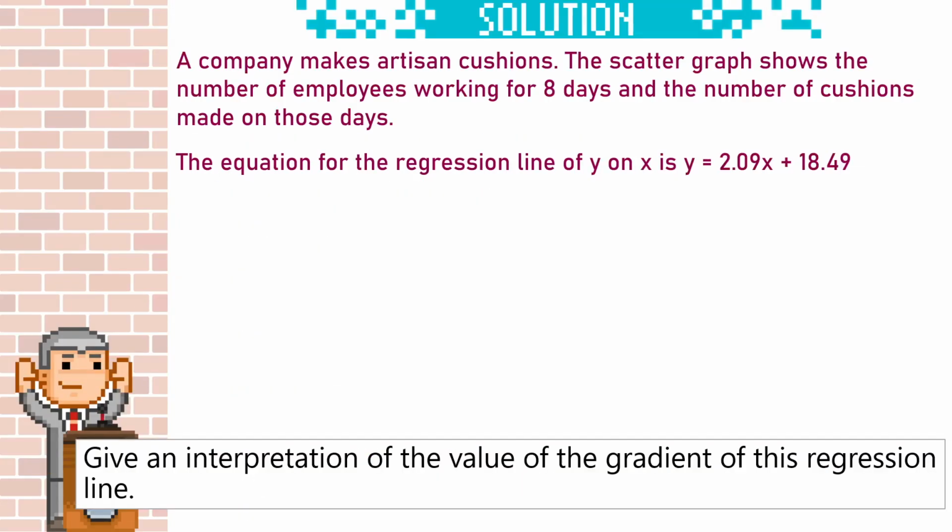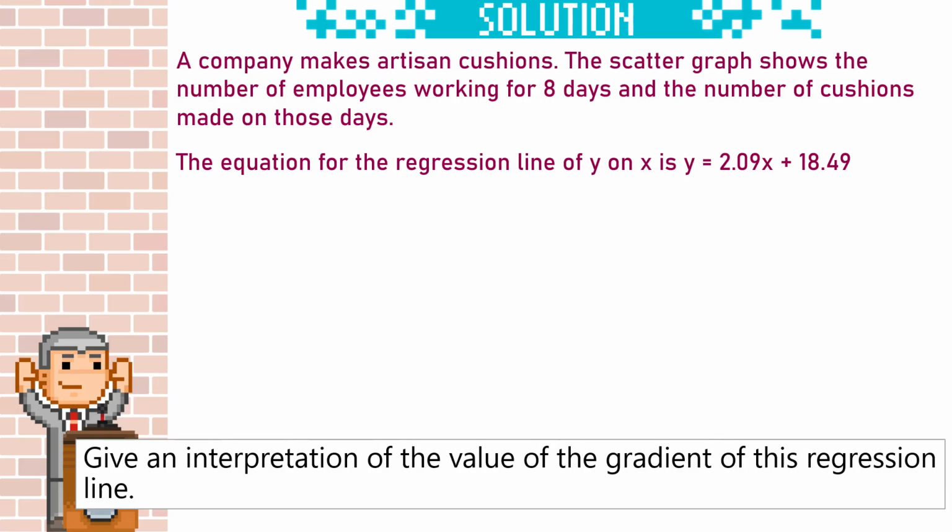We're told in this question that a company makes artisan cushions, and the scatter graph shows the number of employees working for 8 days and the number of cushions made on those days. And we're told that the equation of the regression line of y on x is y equals 2.09x plus 18.49. And we're asked to give an interpretation of the value of the gradient of this regression line.